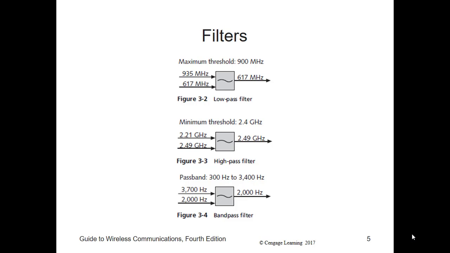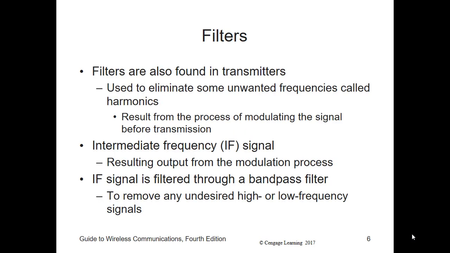Now, filters are also found in transmitters, where they're used to eliminate unwanted harmonics. This is because the process of modulating a signal generates additional oscillations that fall outside of the range of the frequencies that are being transmitted. And those are called harmonics.